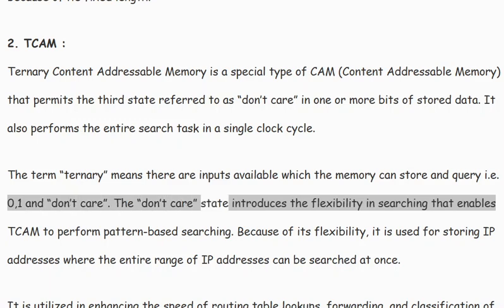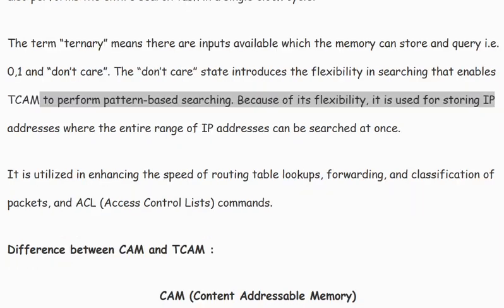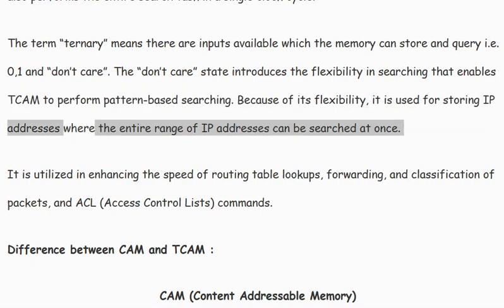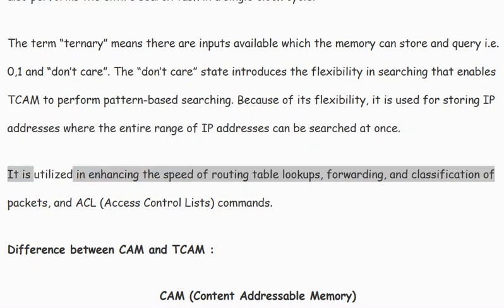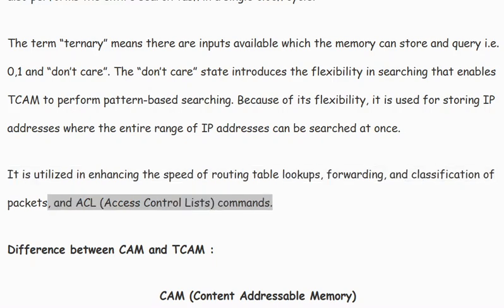The don't care state introduces flexibility in searching that enables TCAM to perform pattern-based searching. Because of its flexibility, it is used for storing IP addresses where the entire range of IP addresses can be searched at once. It is utilized in enhancing the speed of routing table lookups, forwarding and classification of packets, and ACL, access control lists, commands.